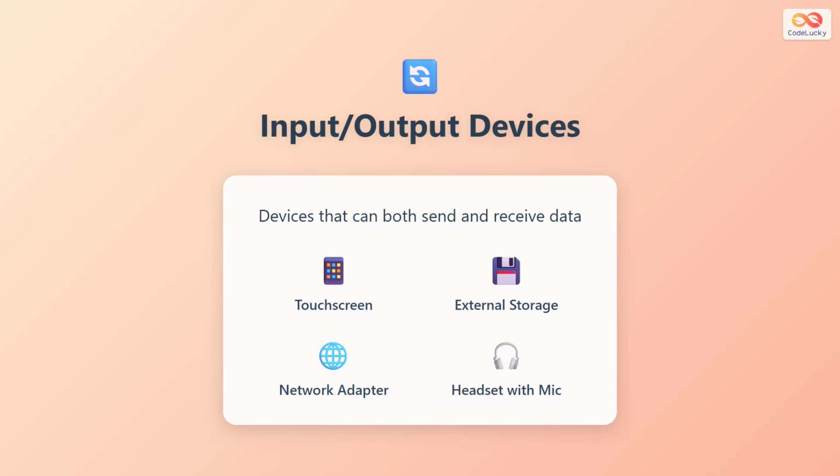Some devices can both send and receive data, making them input/output devices. Touchscreens combine display and touch input capabilities. External storage devices can read and write data. Network adapters transmit and receive network signals. Headsets with microphones handle both audio input and output, allowing for two-way communication.